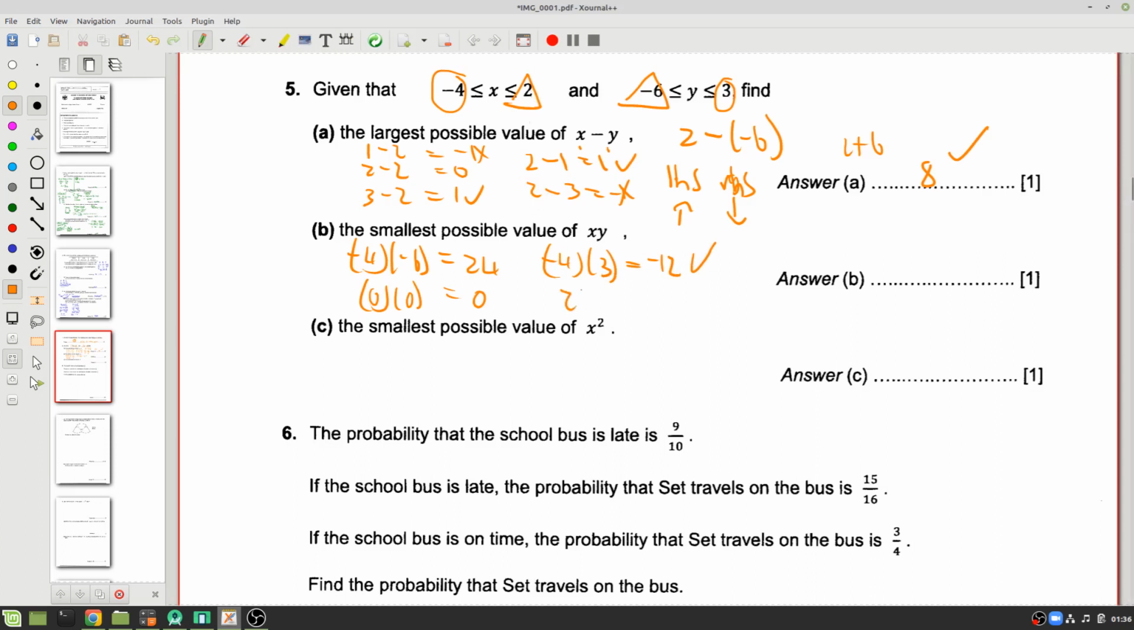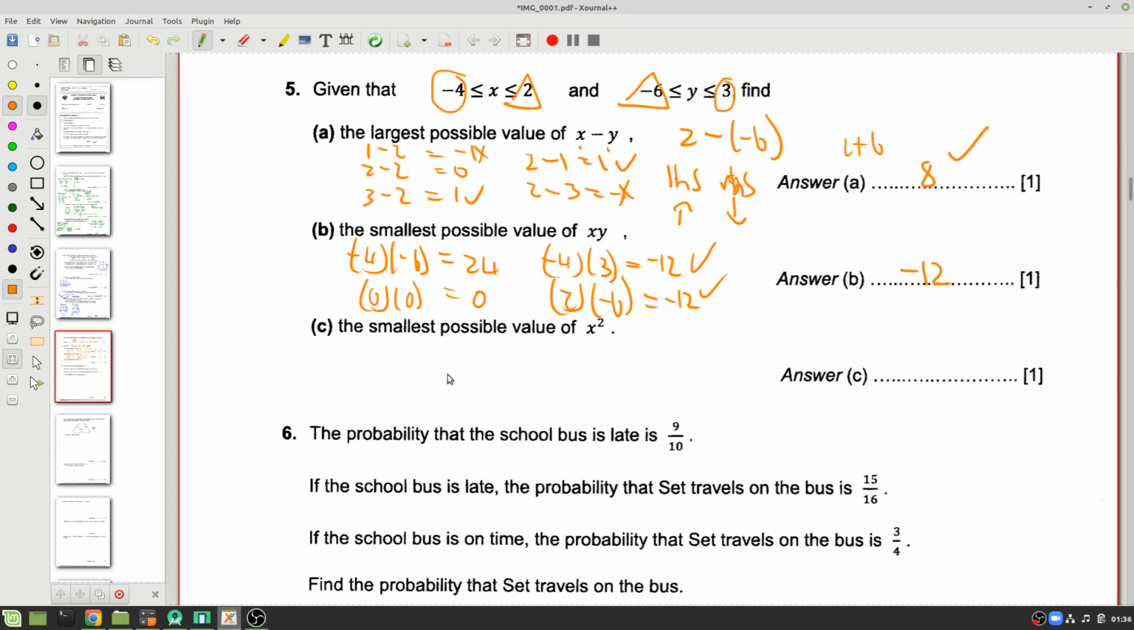Okay, let's try the other one. We've got 2 times -6. That also gives us -12. Alright, so we see our smallest value that we can get is -12. So a very negative number and a very positive number. The most negative and the most positive that we can find, and we try both cases. Okay, -12. The smallest possible value of x squared.